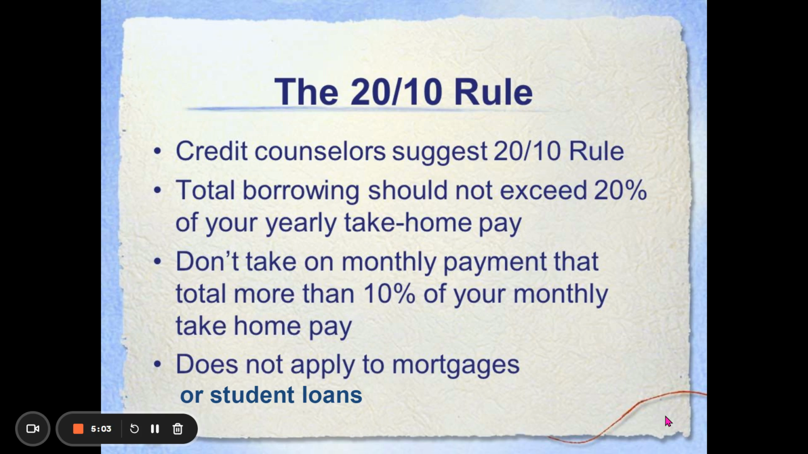So the way that this works is you should not borrow in any one year more than 20% of your annual net pay. I'm going to say that again. You should not borrow within a year more than 20% of your annual net pay. So what do you get paid in a year? Don't borrow more than 20%.